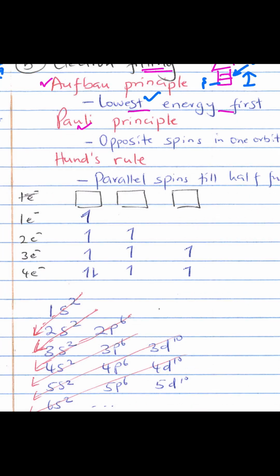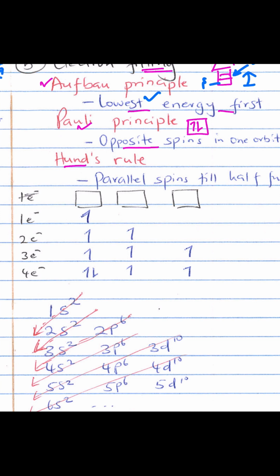Next, Pauli principle. It says that electrons can only occupy the same orbital in opposite spins. So for example, if you have an s orbital here, then the only way you'll be able to have 2 electrons, remember a maximum of 2 electrons, will be if they have opposite spins. So one is facing up, the other one is facing down.